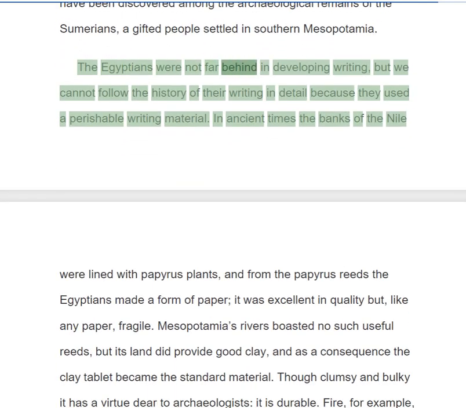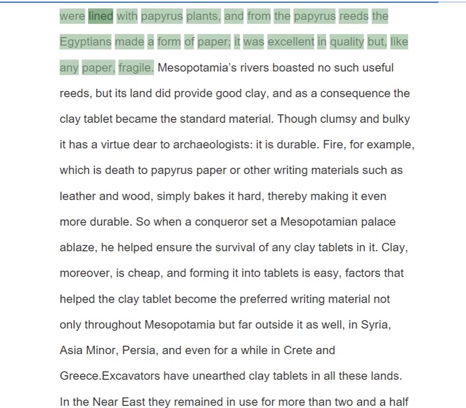The Egyptians were not far behind in developing writing, but we cannot follow the history of their writing in detail because they used a perishable writing material. In ancient times, the banks of the Nile were lined with papyrus plants, and from the papyrus reeds the Egyptians made a form of paper. It was excellent in quality but, like any paper, fragile.